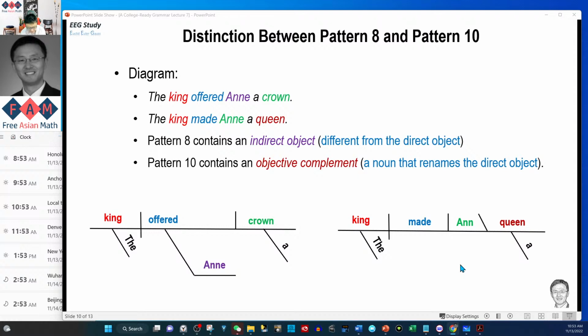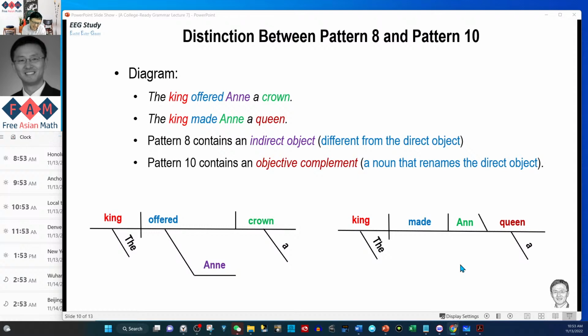But how many in the second sentence? We only have 2. We have 2 people, king and Anne. Queen, how about queen? Queen is the same as Anne. So we only have 2 references here, and we have 3 in the first version. That's a very helpful way to understand this.